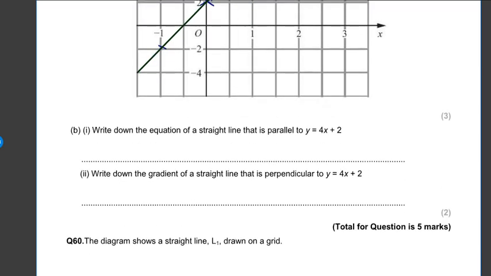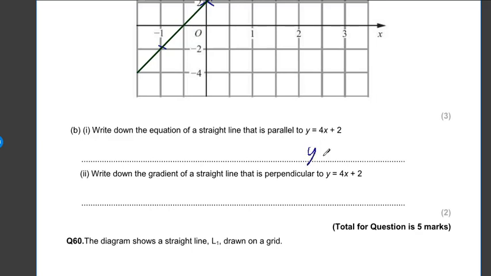All this should be right. Write down the gradient. Now, come on, everybody in the class, if you're not listening to this, you're going to miss out, and I am going to punish people. A load of people in the exam, right? I'll do the first one. Write down the equation of a straight line that's parallel to y equals 4x.